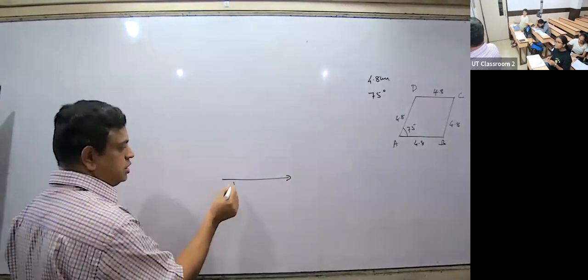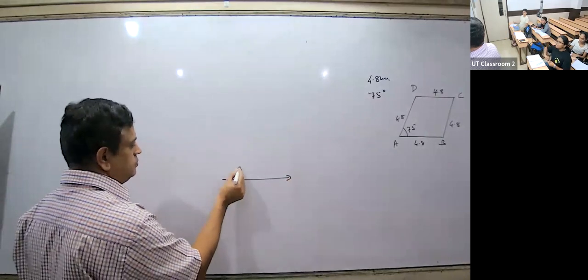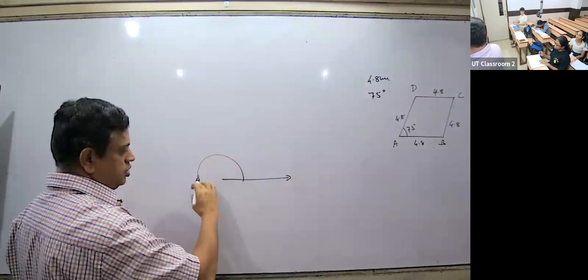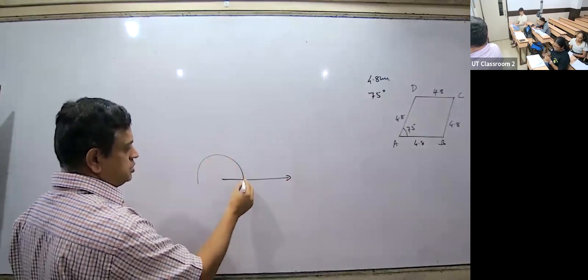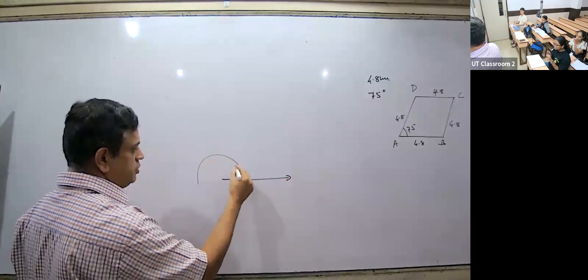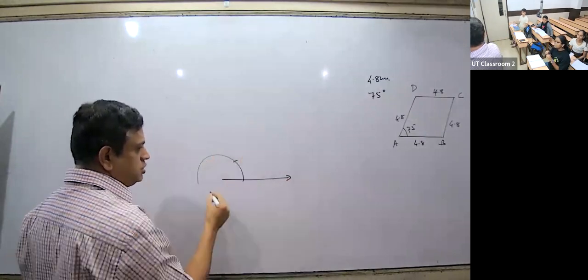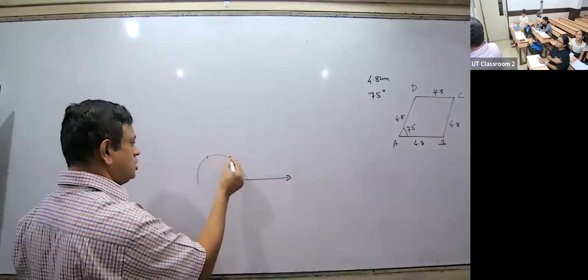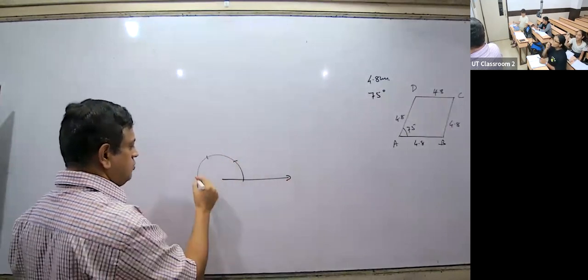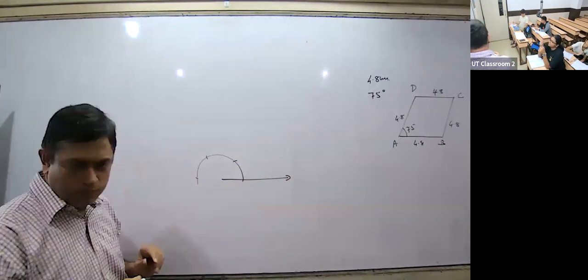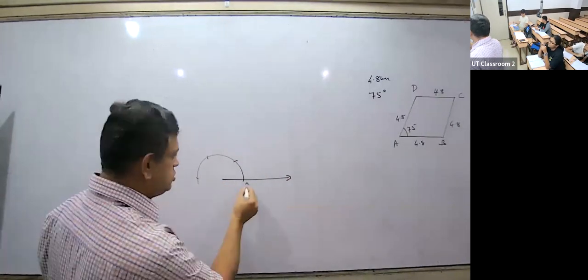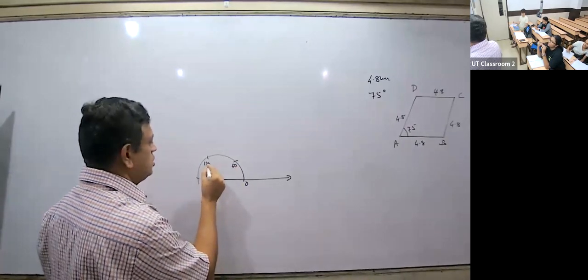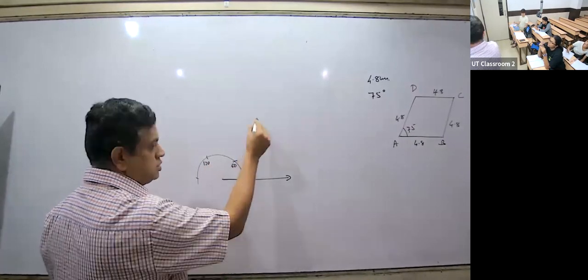I draw an arc. Stop drawing. With any radius, draw an arc from here. This one is a semicircle. Now, with the same radius from here, cut. If you join, how much you'll get? 30, 60. If one more cut, if I join 120, one more cut, 180. This is for 0, this is for 60, this is for 120. That means if I join this one, 60 degree.